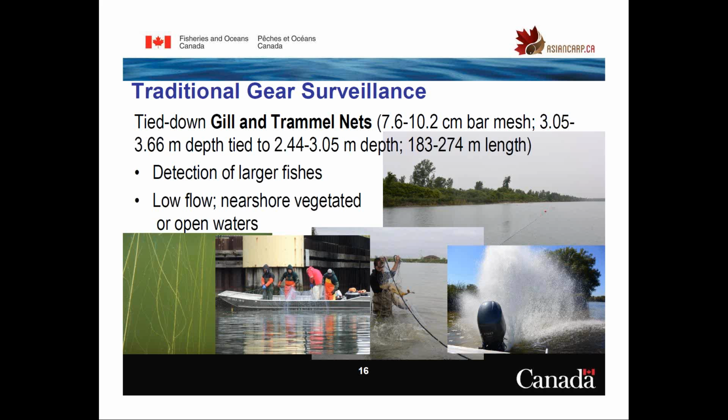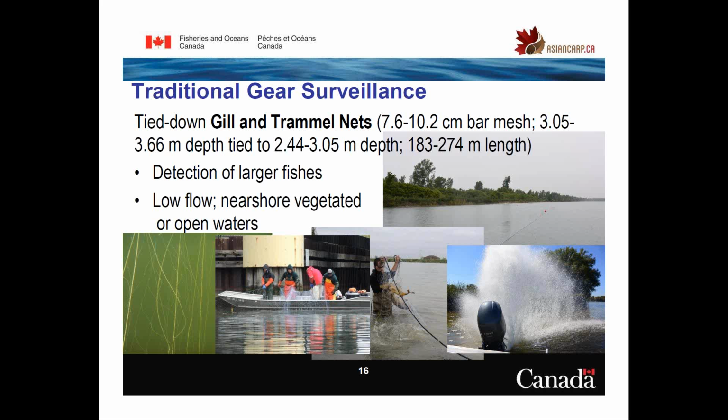So another type of gear we use, which I don't believe is used elsewhere in Canada, is Trammell Nets. So Trammell Nets are a type of gill net. Generally, gill nets are deployed on the lake bottom or suspended at a particular height in the water column and left to fish for several hours or a full day, perhaps longer in certain situations.